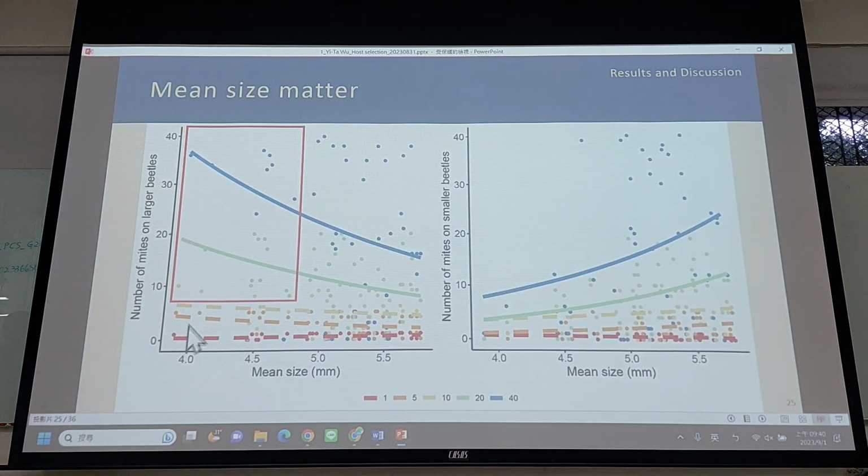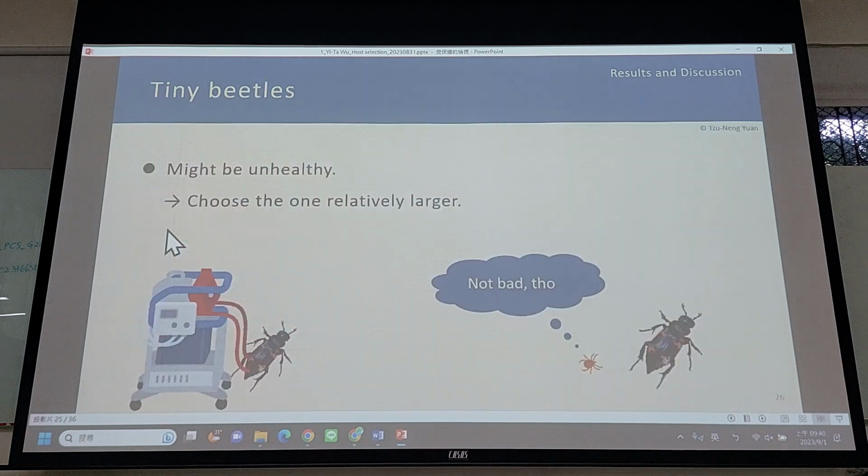And let's look at the mean size. The y-axis is the number of mice on the larger beetle, and the x-axis is the mean size. We can see that when the mean size is small, which means that both beetles are small, then the preference for the larger one is extremely high. So this is the most dominant result we got.